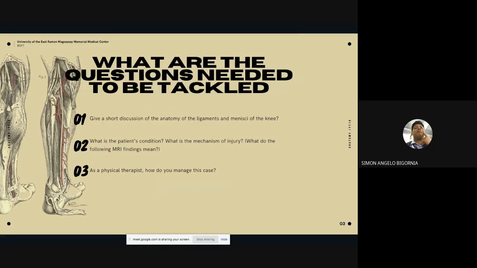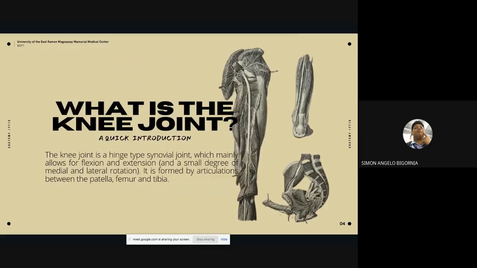For this case, we are asked to give a short discussion of the anatomy of the ligaments and menisci of the knee, identify the patient's condition and mechanism of the injury, and lastly, as a physical therapist, how do we manage this case? Let us first discuss what the knee joint is.